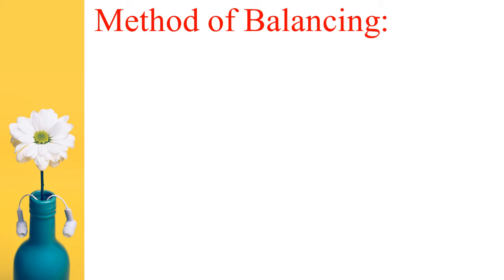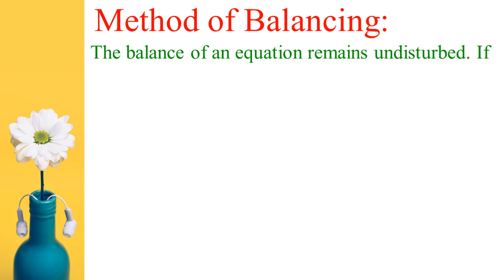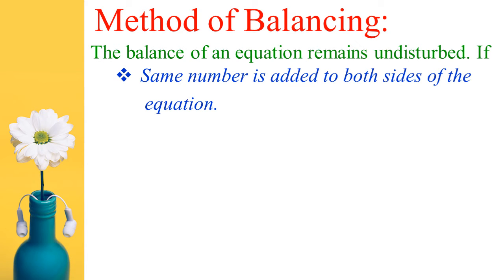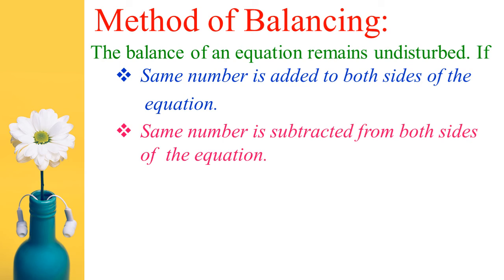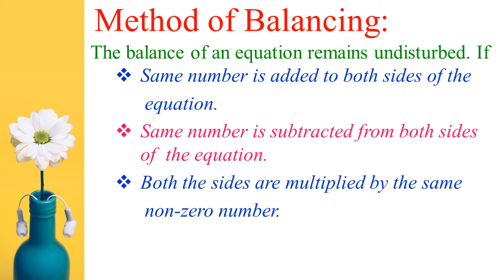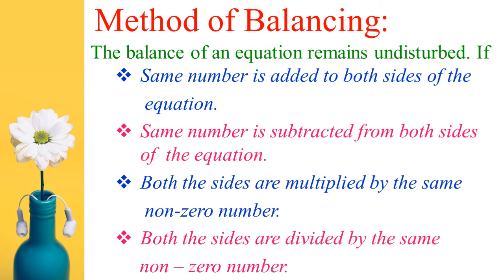Let us see the method of balancing. The balance of an equation remains undisturbed if the same number is added to both sides of the equation, or the same number is subtracted from both sides of the equation, or both sides are multiplied by the same non-zero number, or both the sides are divided by the same non-zero number.